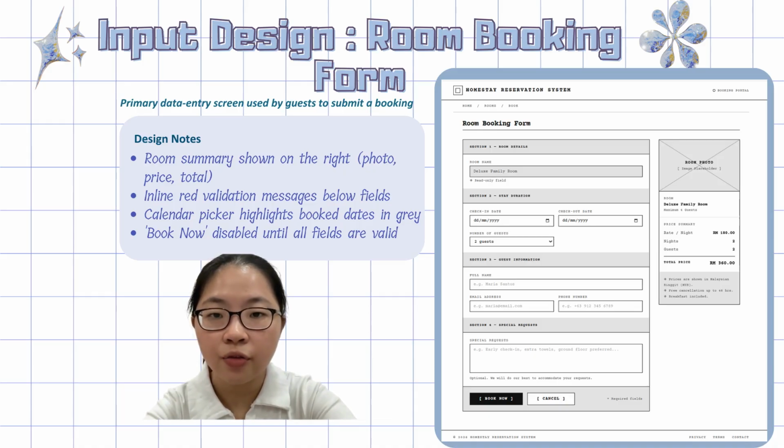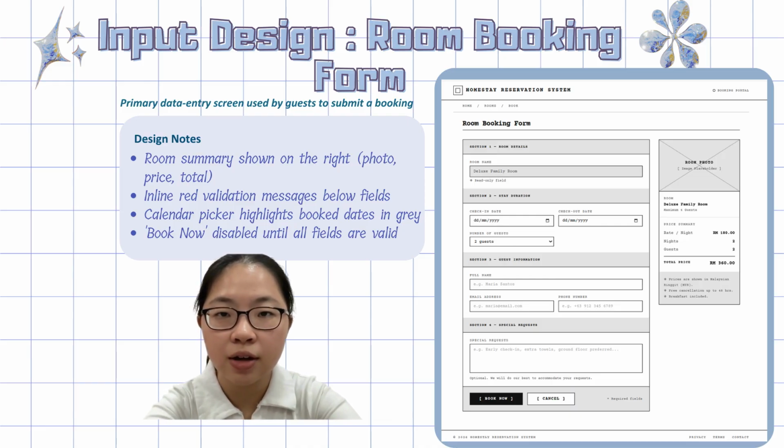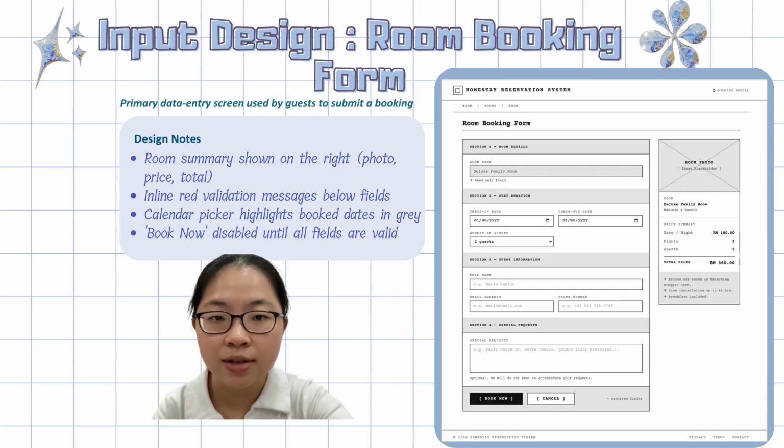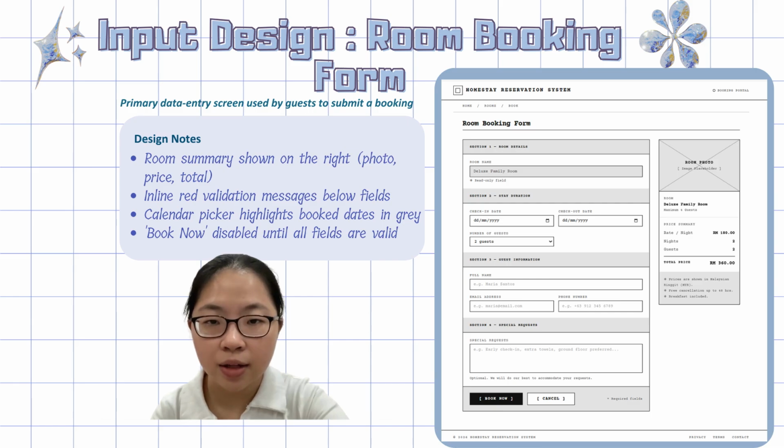On the right side of the form, the system displays a booking summary including the selected room, room photo, price per night, number of nights, and also the total booking price. This allows the guests to review their booking before submitting it.